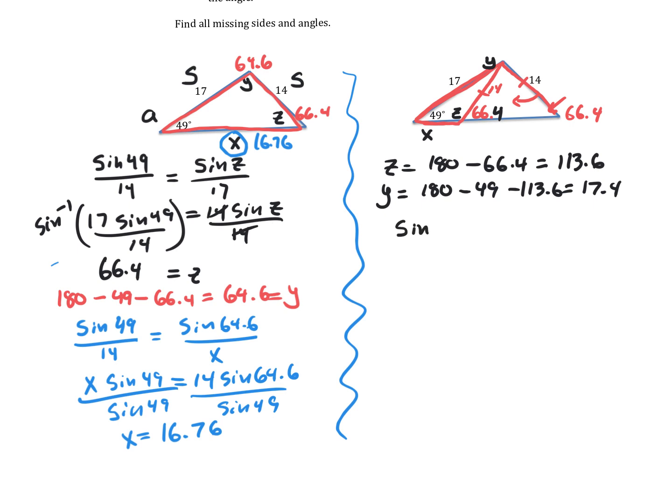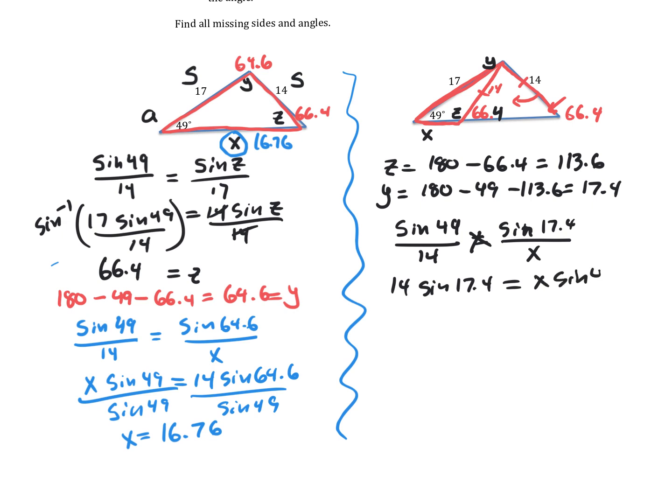So I'm going to start off by saying the sine of 49 over its opposite side, which is 14, is equal to the sine of 17.4, which is Y, which is opposite of side X, over X. When I cross multiply, I'm going to have 14 times the sine of 17.4 is equal to X times the sine of 49. Divide by the sine of 49, and I end up with X is equal to 5.54. So that's how you do the law of sines when there are two triangles that are possible.